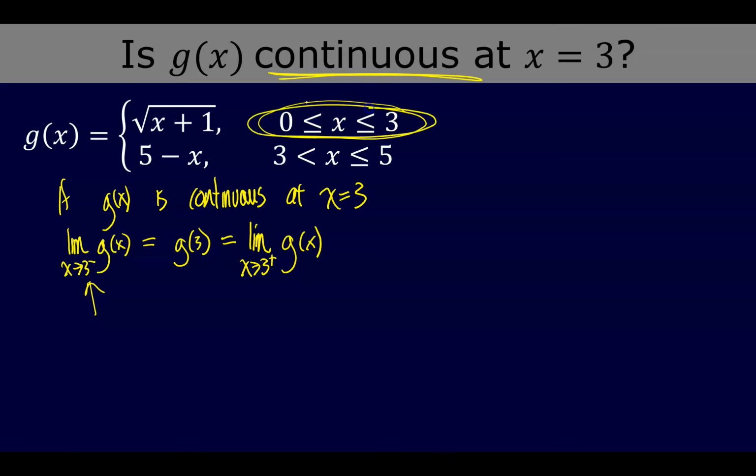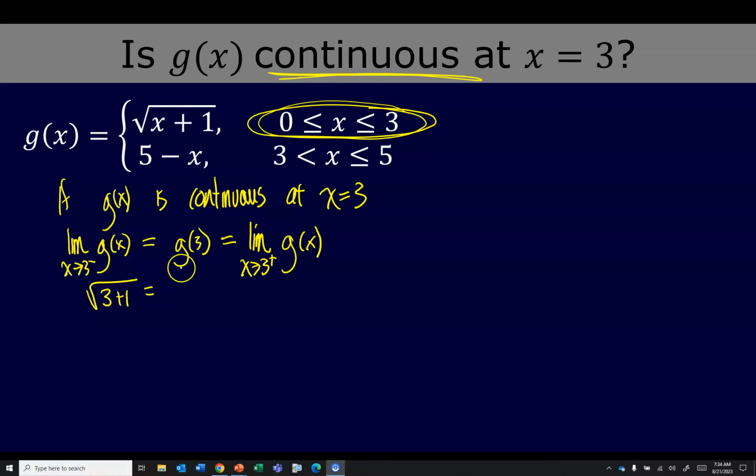So let's see. If I use numbers like 2.9, 2.99, 2.999, limit as x approaches 3 on the left, those all fit in this 0 to 3 range. So really, I'm going to be substituting numbers closer and closer to 3 into the square root of x plus 1. So maybe I'll write it that way, the square root of 3 plus 1. And what would I use for g of 3 itself? Well, where's my little eraser?